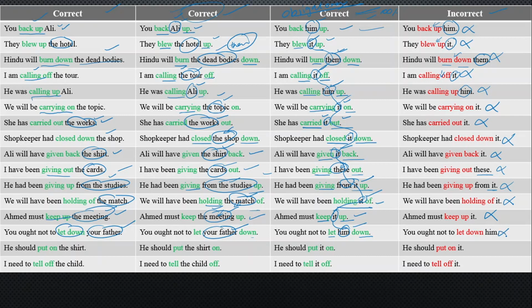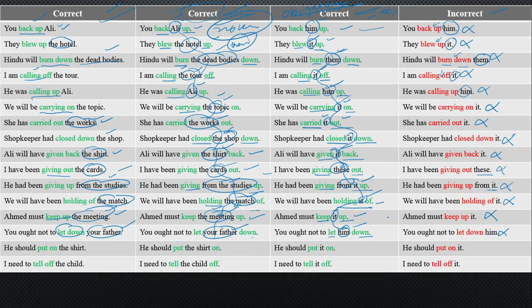Whatever I've written in red, all those sentences are wrong. Green, you can write in both methods because your object is a noun, like Ali, hotel, dead bodies, tour, alley, topic, works, shop, shirt, card, studies, match, meeting, and father. So this can be separated or not separated. Why? Because your object is a noun. Clear? Non-obligatory. But when your object is a pronoun, whatever I've mentioned, you must separate. If you don't separate, then definitely the sentences I've written will be considered wrong.